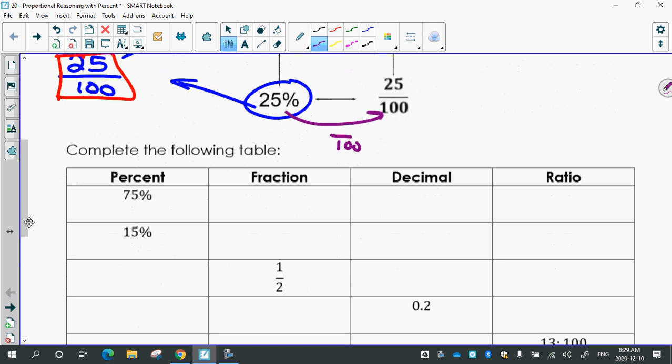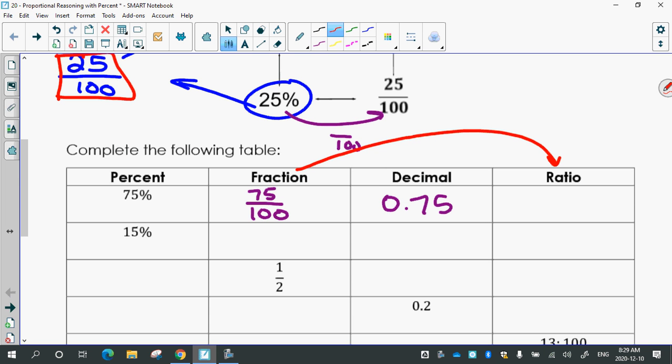So if you start off with 75%, what fraction would that be? You know it means out of 100, so it would be 75 out of 100. Okay? What's that as a decimal? Type it out on your calculator. 75 divided by 100. 0.75. As a ratio, come over and rewrite your fraction as a ratio, 75 to 100. Okay, so based on this row, try the next row. See if you can get the fraction, the decimal, and the ratio.